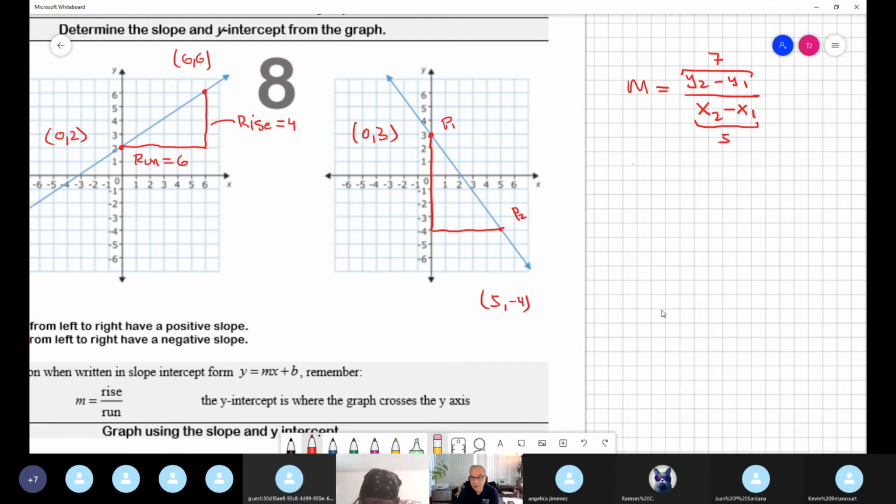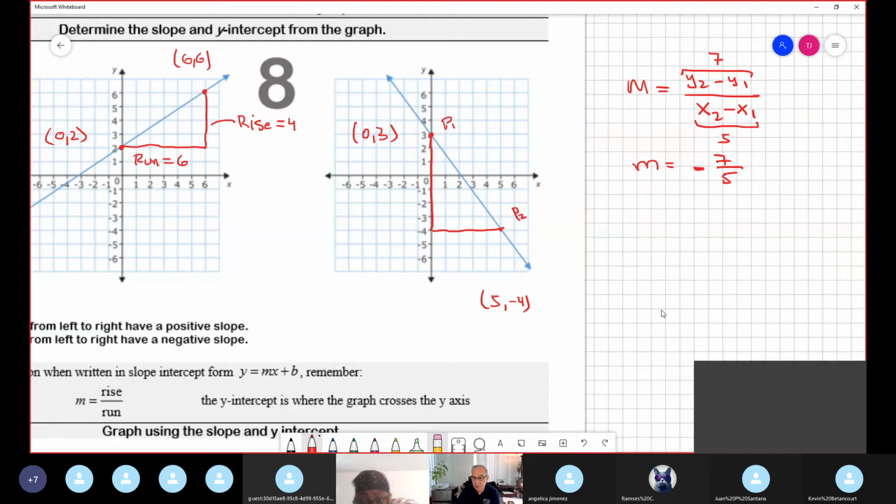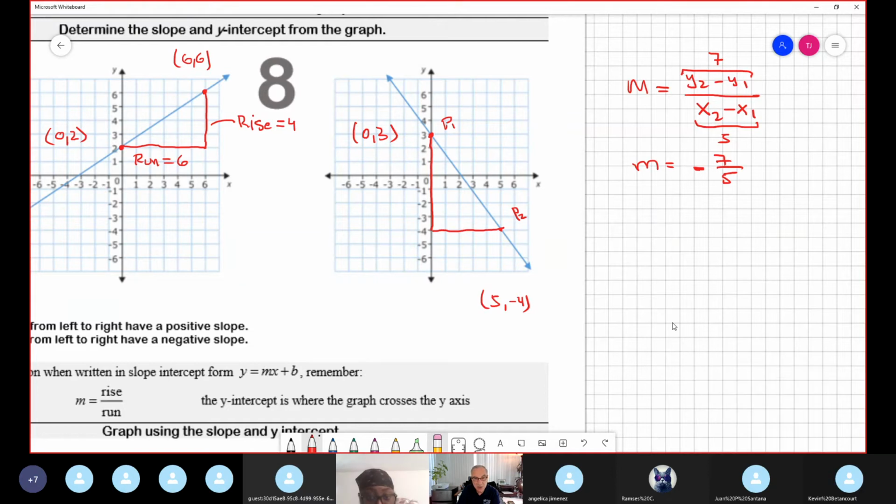Therefore, my slope is 7/5. But positive or negative? Help me, positive or negative? Negative. How do you know? Because the line is going down. Exactly. Because the line is going down. Actually, the 7 is -7.